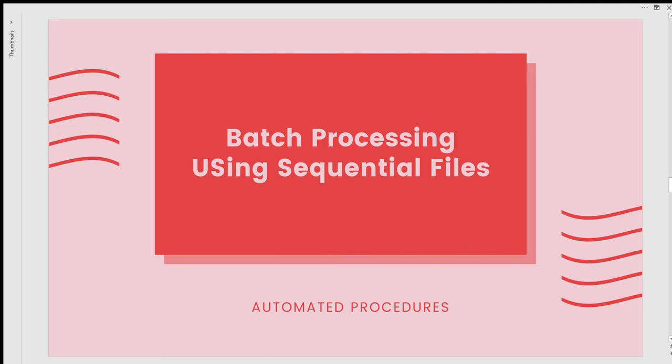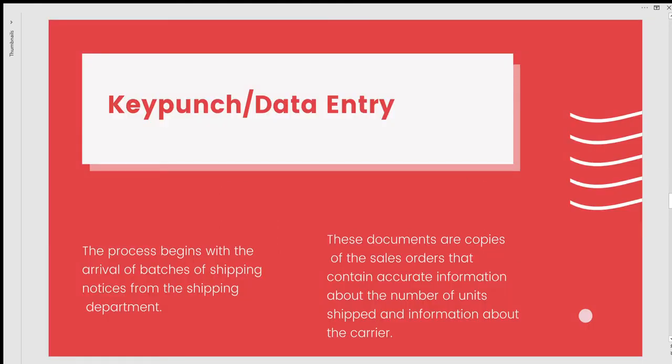We now go to the automated procedure naman ng batch processing using sequential files. Okay, so key punch or data entry. The process begins with the arrival of batches of shipping notice from the shipping department. These documents are copies of the sales order that contains accurate information about the number of units shipped and information about the carrier. Itong documents na to ay copy siya ng sales order na naglalaman ng accurate info about sa kung ilang unit yung na-ship at sa carrier.